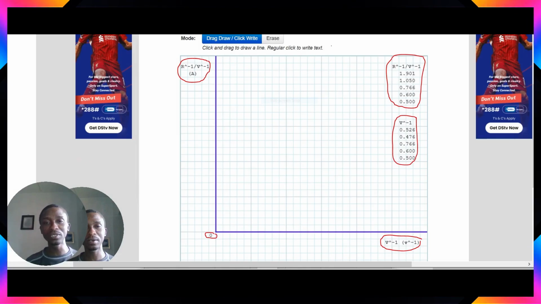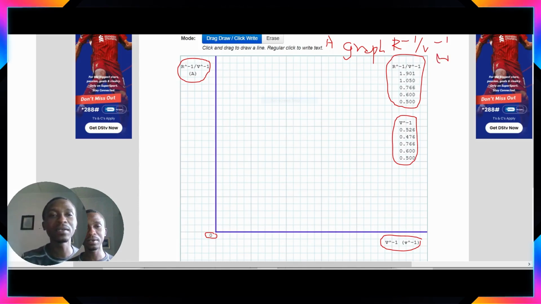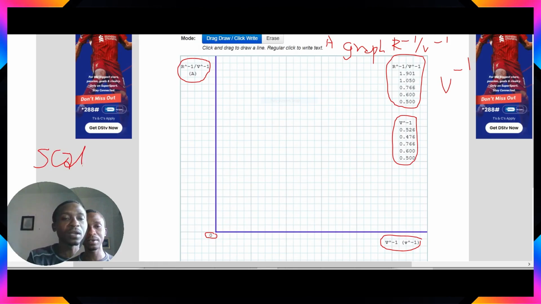Then the title. Here is a graph of R inverse over V inverse along the vertical axis against V inverse on the horizontal axis. You can place your title like that: a graph of R inverse over V inverse on the vertical axis against V inverse on the horizontal axis respectively. Then after your title, the next thing is you have to write your scale.